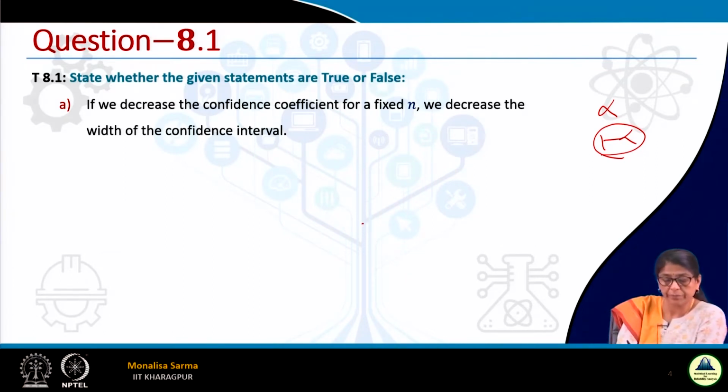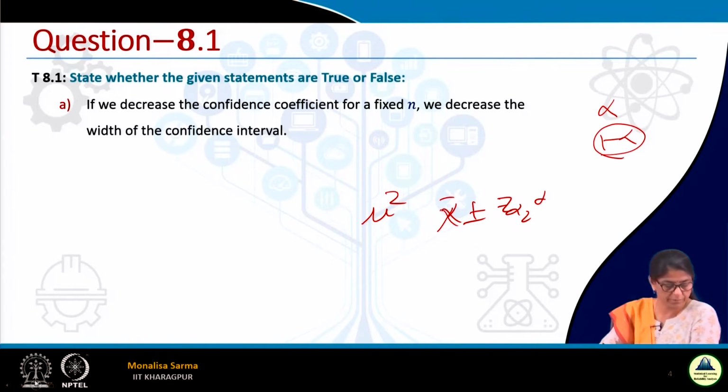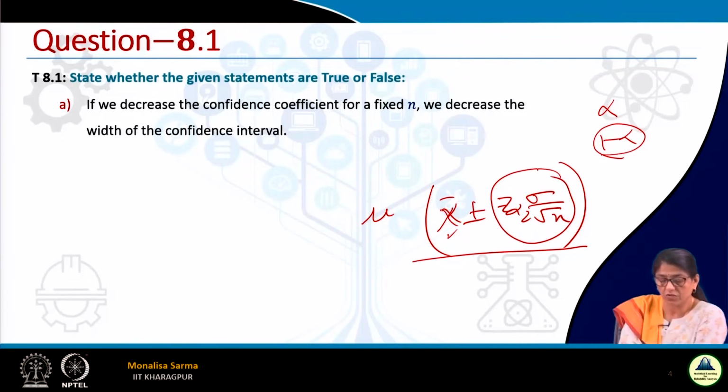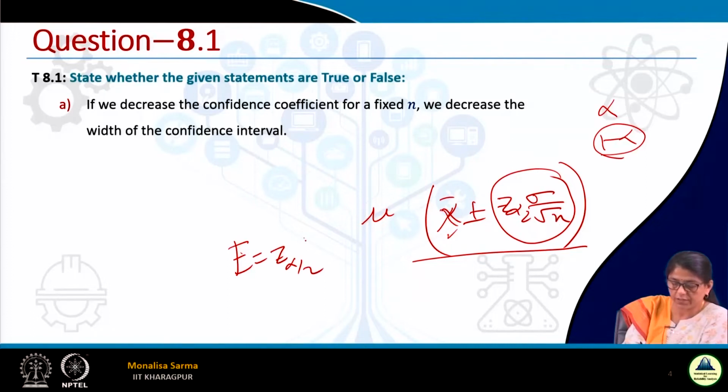Remember, my mu will lie between what range? X bar plus minus Z alpha by 2 sigma by root n. So my mu will lie within this range. Similarly, if we talk of variance or proportion, whatever it is, this value will change accordingly. So this is my total range, this is my total width, and the width is basically E. So I can write E is equal to Z alpha by 2 sigma by root n.